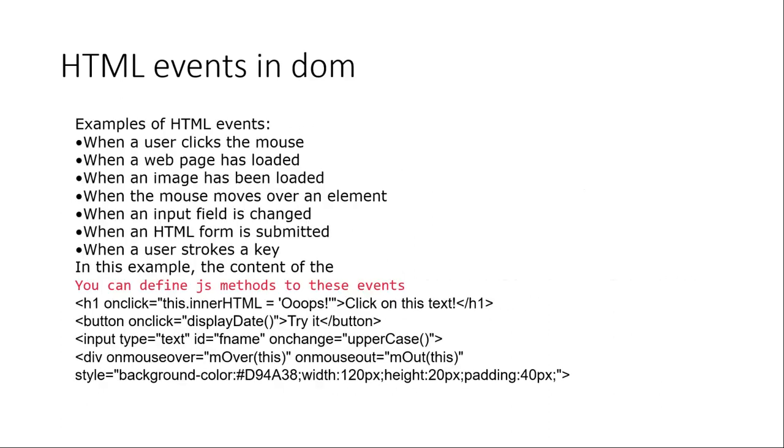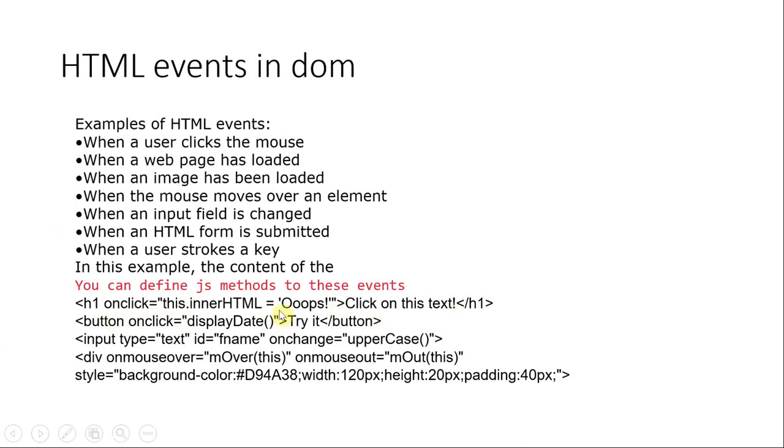So let's see how this works. What are the HTML events? When the user clicks a mouse, when the web page is loaded, when an image has been loaded, when the mouse moves over an element, when an input field is changed, when an HTML form is submitted, when a user strokes a key. Now look at the events over here.